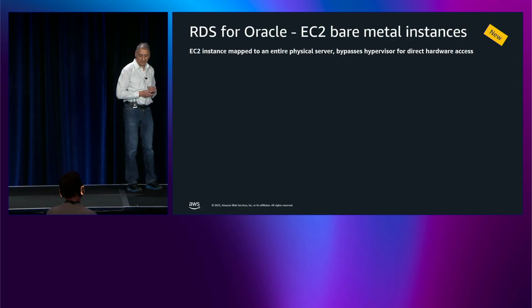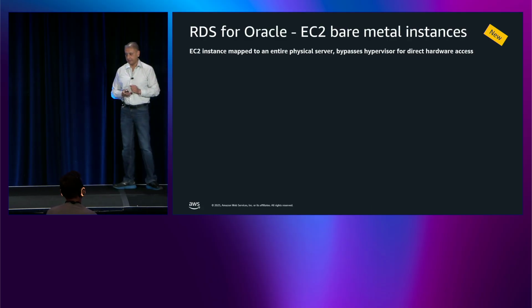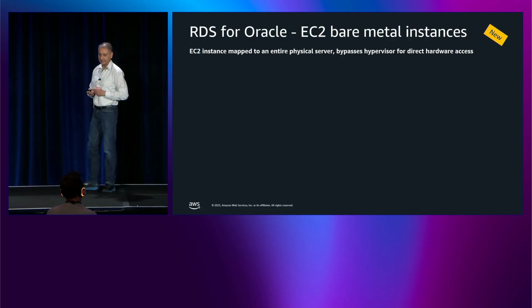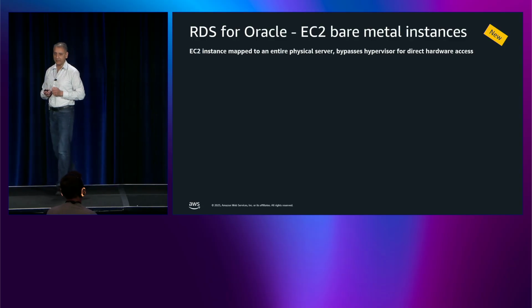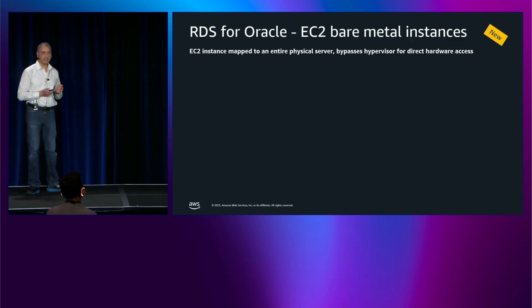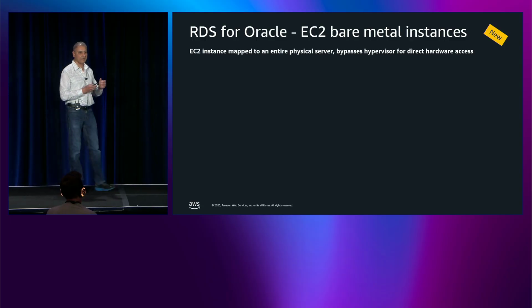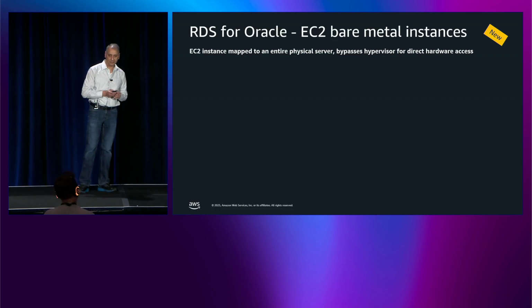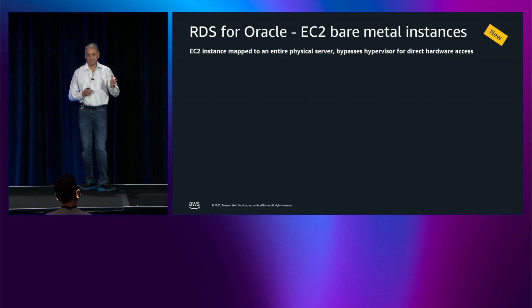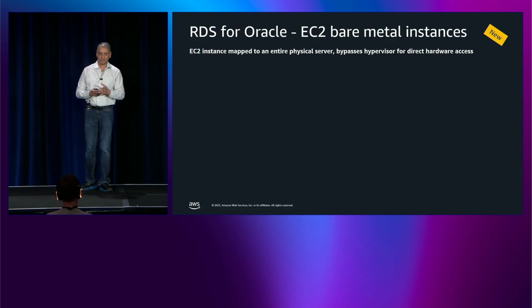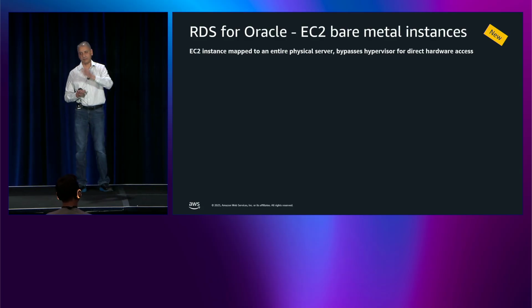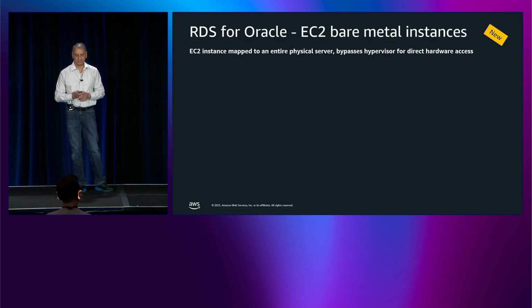For RDS Oracle, we have something called support for EC2 bare metal instances. What are EC2 bare metal instances? An EC2 bare metal instance is an instance that's backed by a full physical server. It bypasses the hypervisor, so there is no hypervisor. Your application software talks directly to the physical hardware because there is no hypervisor.